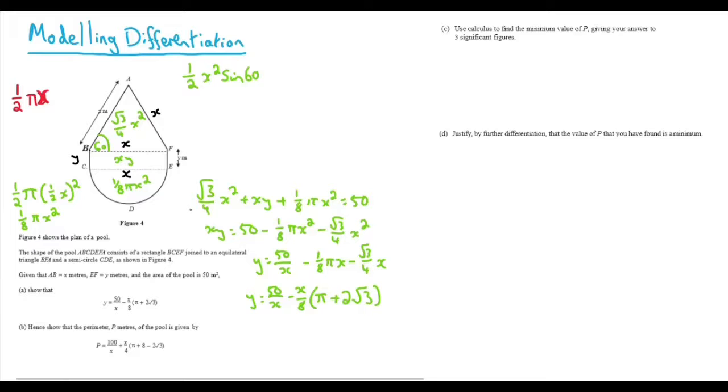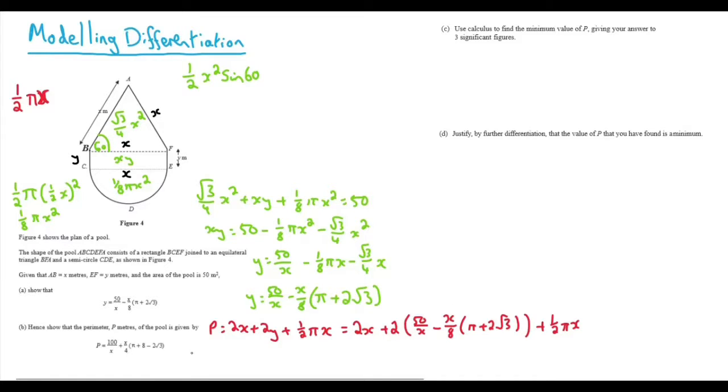Therefore, putting this all together, we end up with an initial expression for the perimeter. So p equals 2x plus 2y plus a half of pi x. However, if we compare to this final expression we're trying to show, there's no y in here. So what we're going to have to do is replace the y here with this whole thing. So we have 2x plus 2 lots of 50 over x minus x over 8 pi plus 2 root 3, and then that is plus half of pi x.